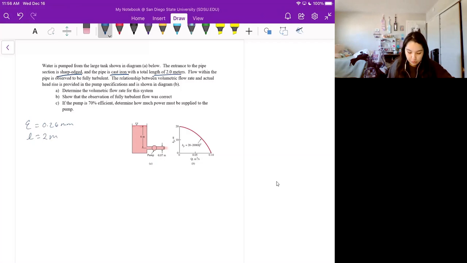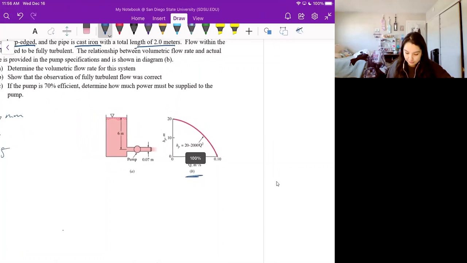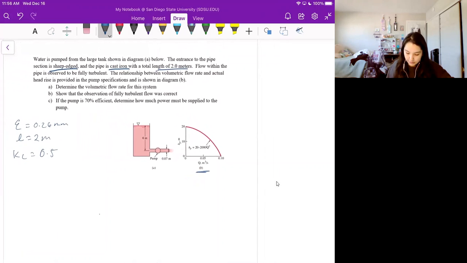Based on this information, we can look in the textbook, and anything that is sharp-edged will have a head loss coefficient of 0.5. And looking at diagram B, over here, we can see that the head rise equation given to us is head rise is equal to 20 minus 2,000 Q squared.